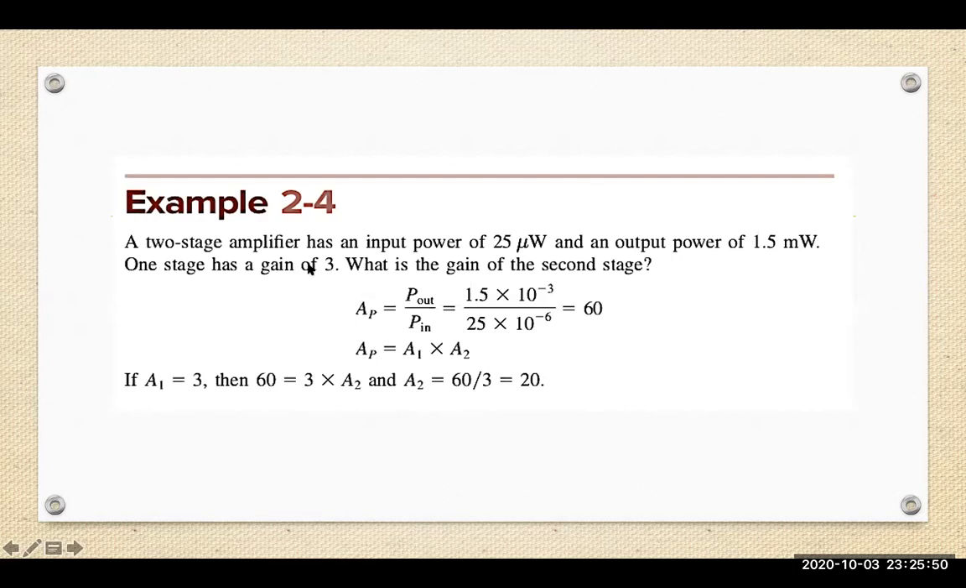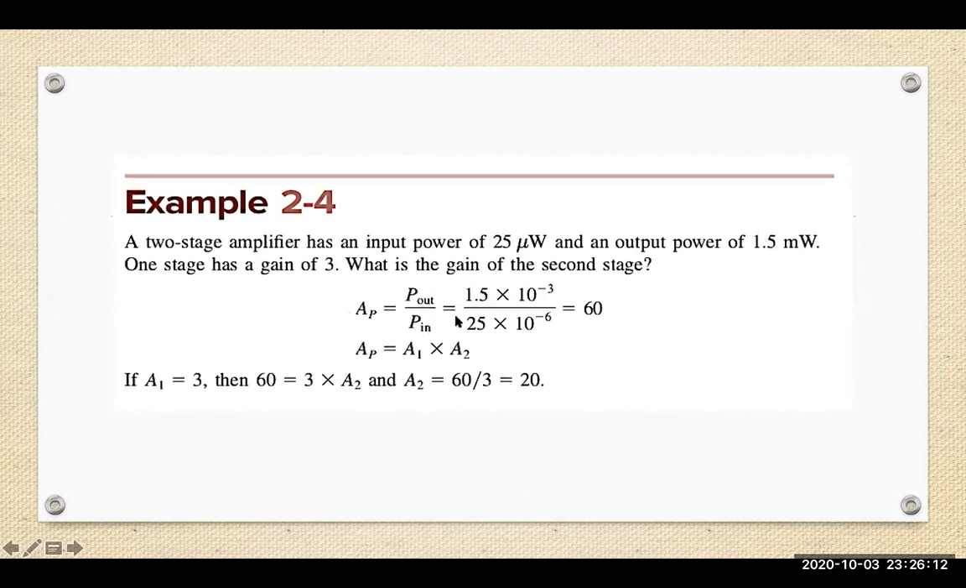Now we have this example. A two-stage amplifier has an input power of 25 microwatts and an output power of 1.5 milliwatts. One stage has a gain of 3. What is the gain of the second stage? So recall the formula for the power gain. It's power output over the power input.